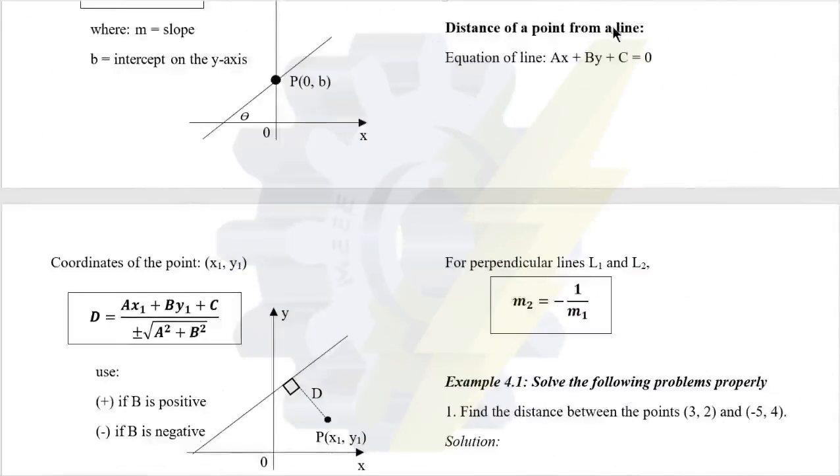The next is distance of a point from a line. The equation is this one. We have an equation, say for example this one, and the given point. If you want to solve the distance between this point and this line, you can use this formula. But take note that we use positive if b is positive, meaning the coefficient of y is positive, then negative if the coefficient of y is negative.